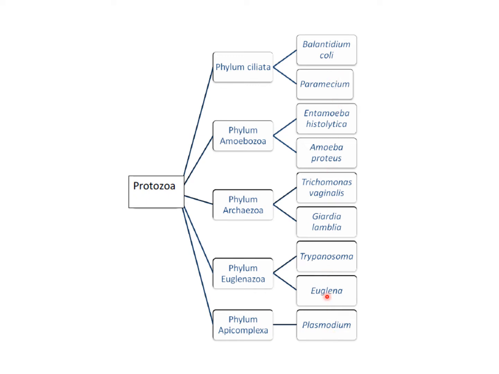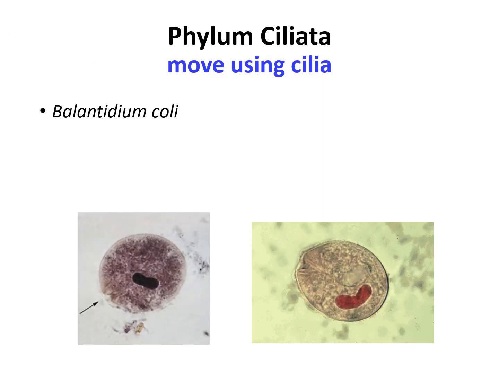So we're gonna discuss these microorganisms right there, but again, you will have to know the name of the phylum, and you will have to know also the name of the microorganisms. The spelling will count. And you will also have to identify these microorganisms if you are given a picture. So let's go ahead and start with the first phylum, phylum Ciliata.